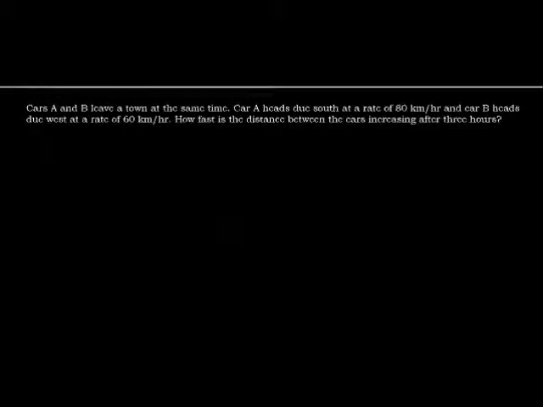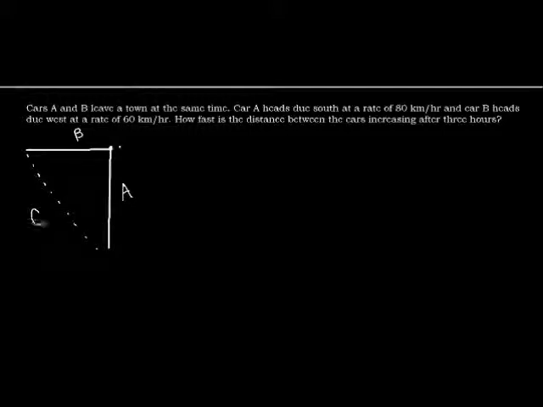So we're going to start out by drawing a picture. Here is the town, and we know that car A is moving south, and car B is moving west. So we'll just label that real quick, A and B. And we're trying to find the rate at which the distance between them increases. So we're going to call this C.